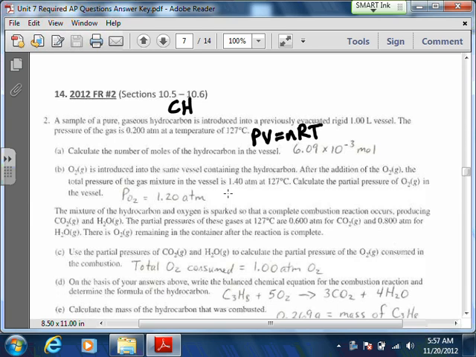All right, so pretty straightforward. The only two gases at this point that are in the mixture are the hydrocarbon, which has a pressure of 0.2 atmospheres, and we know that the total pressure now is 1.4 atmospheres after we add the oxygen. So the oxygen must be accounting for the rest of the pressure. So you just subtract those two and you get 1.2 atmospheres for the pressure of the oxygen. Okay, here's where it gets a little more tricky.